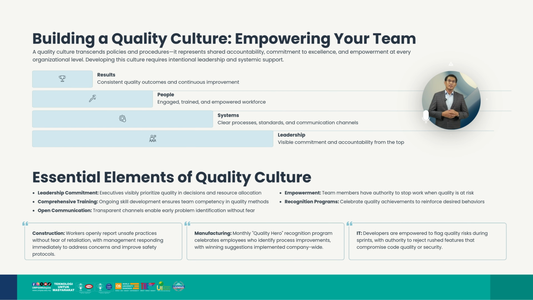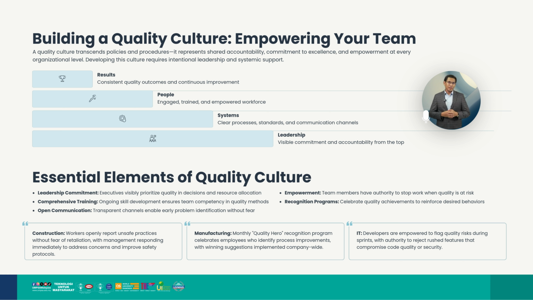Developing a quality team and culture: a strong quality culture is one in which every member of the project team understands that they have a role to play in achieving high standards. This culture is built through leadership commitment, continuous training, open communication, empowerment of employees to take action when quality is at risk, and recognition of quality achievements. In construction, this might mean creating a system where any worker can report unsafe and substandard practices directly to management without fear of reprisal.